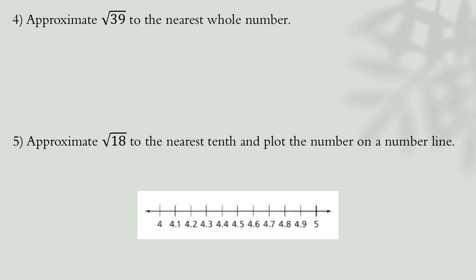Okie dokie. We're going to start with question number 4. We are going to approximate the square root of 39 to the nearest whole number. First, it would be a good idea to know, if we're working with the scientific calculator, how would we do that?